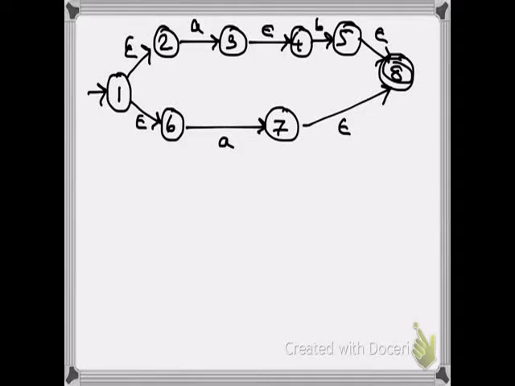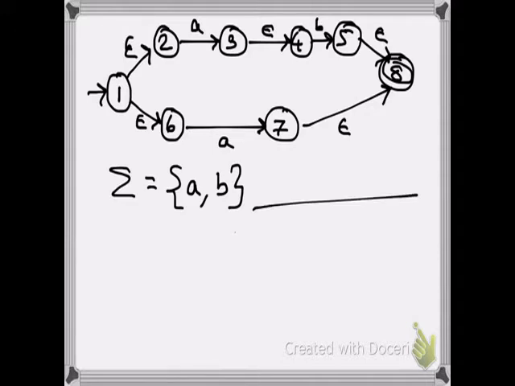Hello everyone. In this video, we are going to look at this example where we are going to convert this NFA to a DFA. As you can see, our input symbols are small a and small b, and we have some epsilon transitions. So let us first draw the transition table for this.